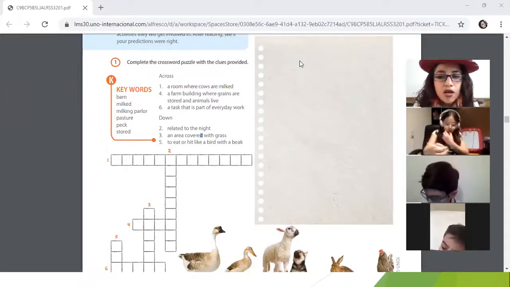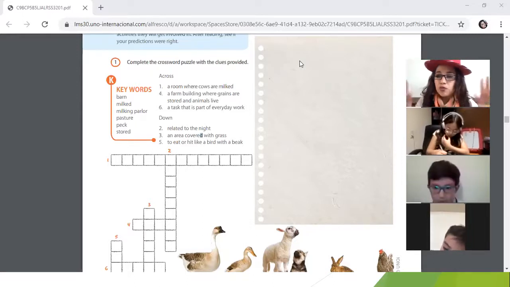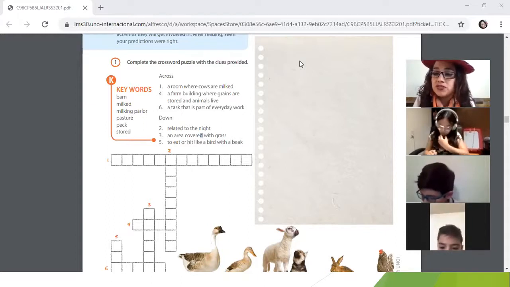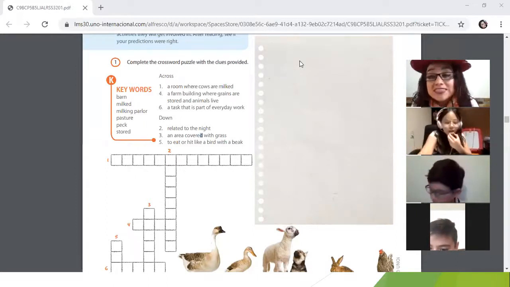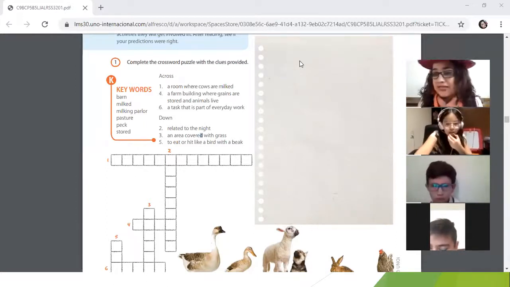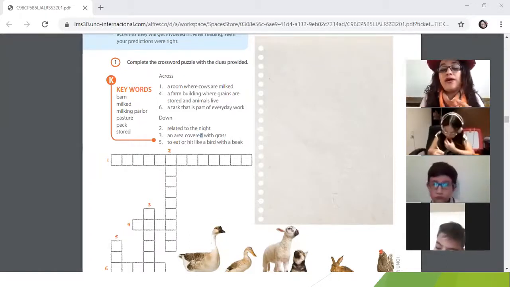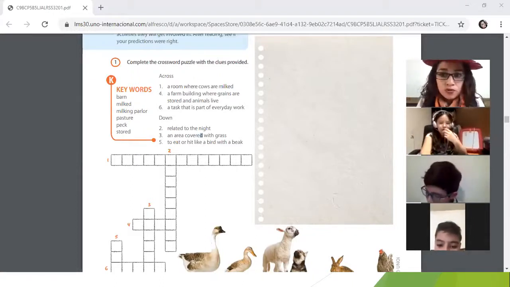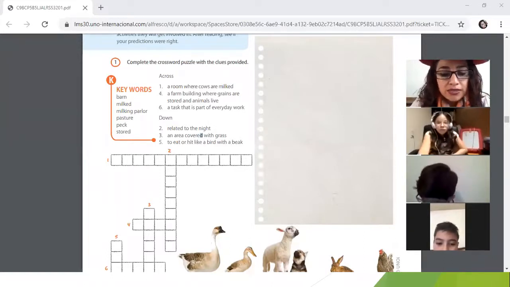Number six. A task that is part of everyday work, a synonym of homework. And I said it at the beginning of the presentation. Chores. Excellent. Don't forget that homework is related with the school, and chores are activities that you can do in your house. For example, in your room, wash the dishes. Those are chores.